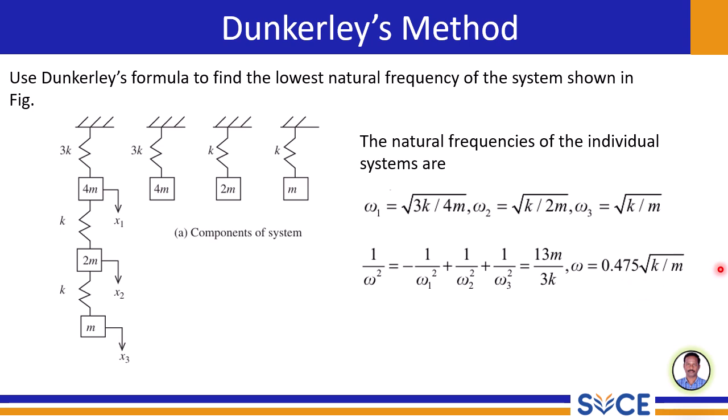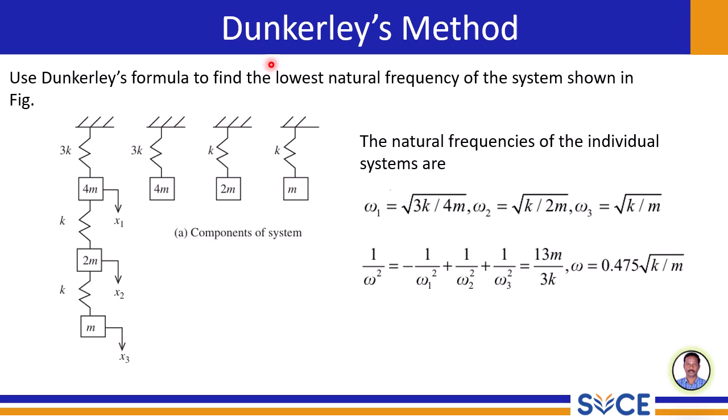That is, the approximate lowest natural frequency is omega equal to 0.475 times root of k by m. If you know the k and m, we can substitute and we will get the value. There will be slight differences while rounding off or minor variation in the initial interpretation of the system components like this. However, the process of applying Dunkerley's formula remains the same.